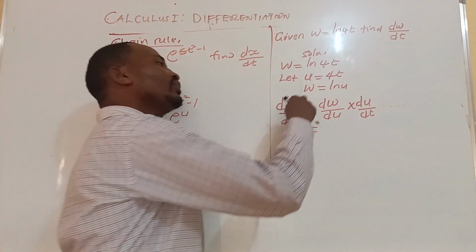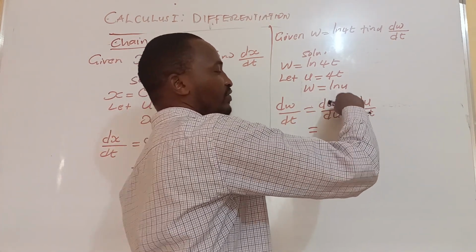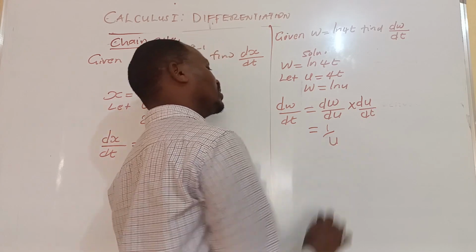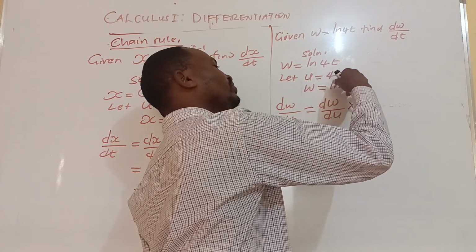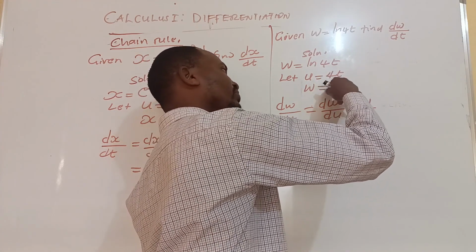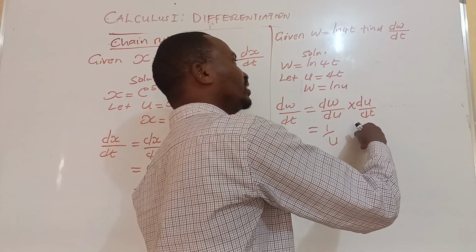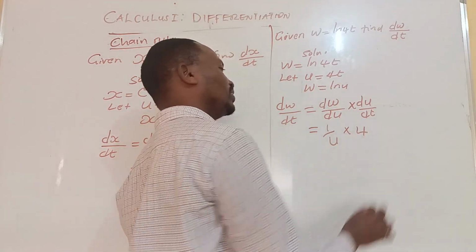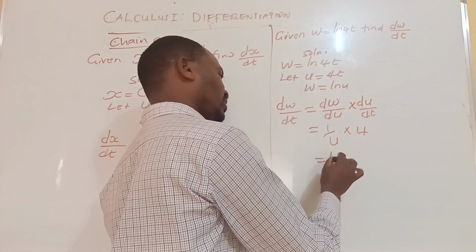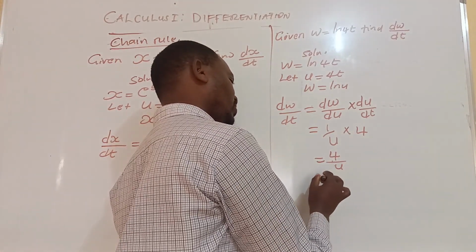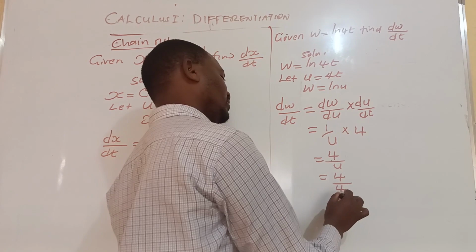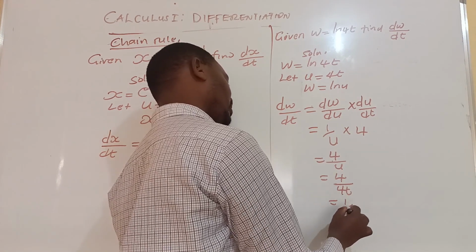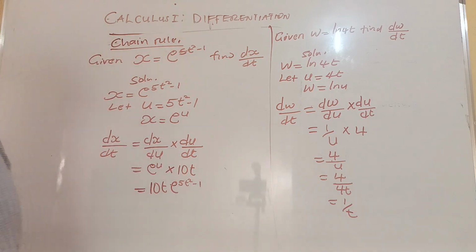And now, what is the derivative of w with respect to u? What do you get when you differentiate natural logarithm of u? You get 1 over u. What do you get when you differentiate u, which is equal to 4t? You will get that du/dt will be equal to 4. Now finally you have 4 over u, which is equal to 4 over our u, which is 4t, which is equal to 1 over t. So that's how we go about that.